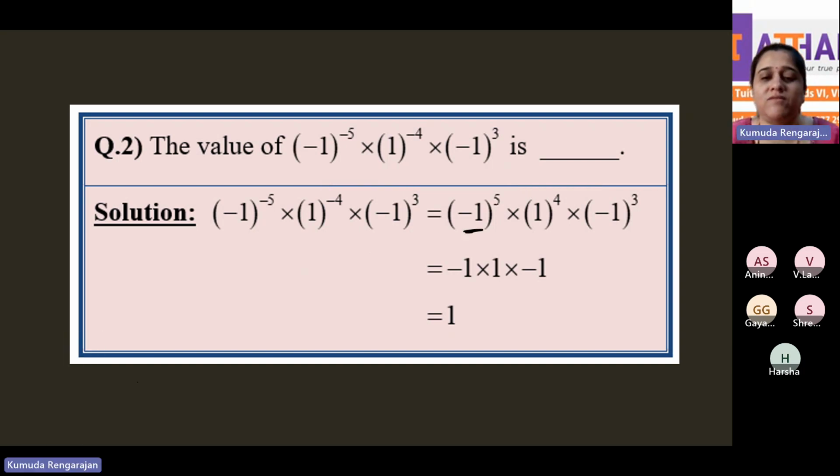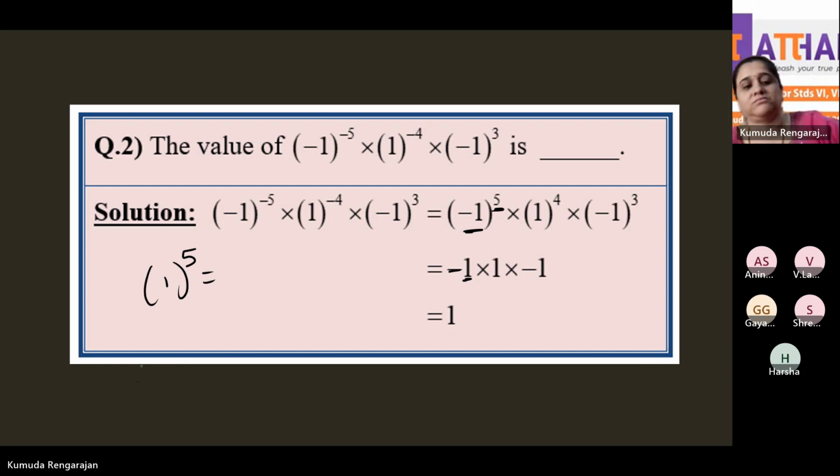So -1 to the power 5 means what? -1 multiplied with itself 5 times. So 1 into 1 into 1, however many times, you'll get 1 only. The signs, minus sign 5 times. So it's negative because the power is odd. Now, what is 1 raised to the power 5? Is it -1 or +1? Odd power. -1, ma'am.